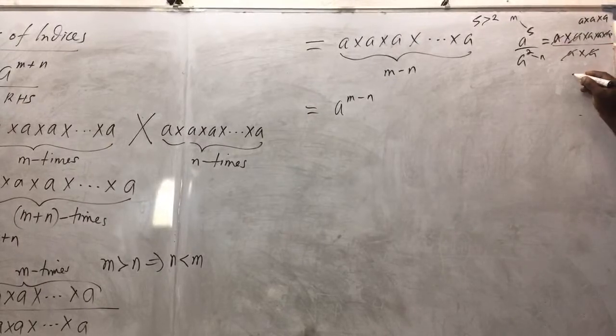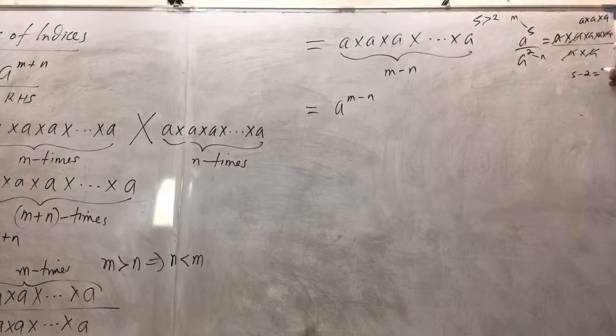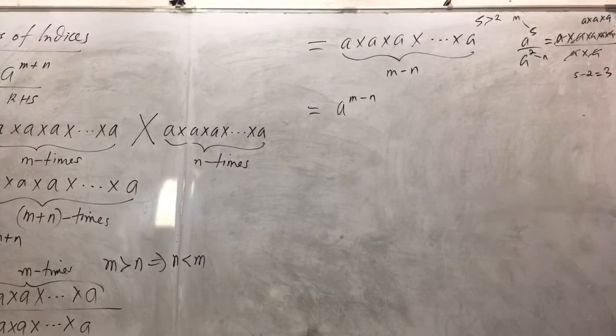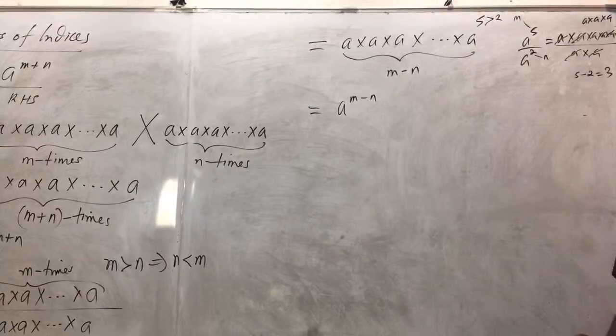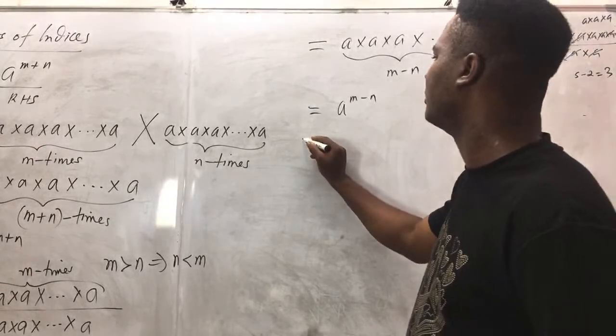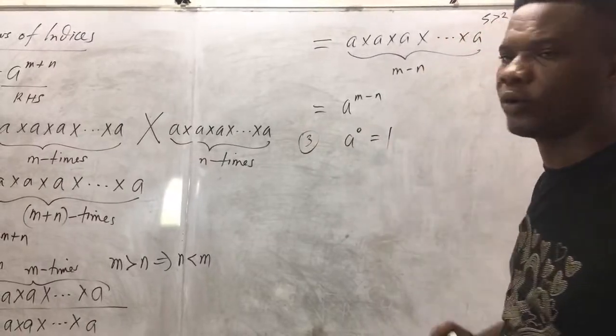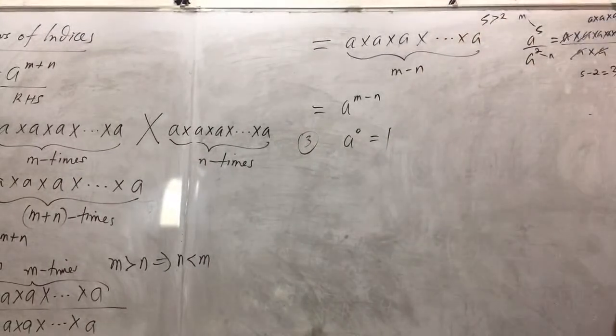And these 3 a's correspond to 5 minus 2. Okay? So that proves the second law, the subtraction law of indices. Now let's go to the third law. The third law I mentioned earlier was a raised to the power 0 equals 1. How do you prove this law, guys?